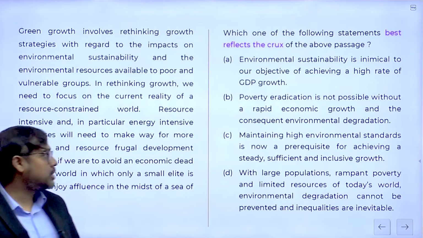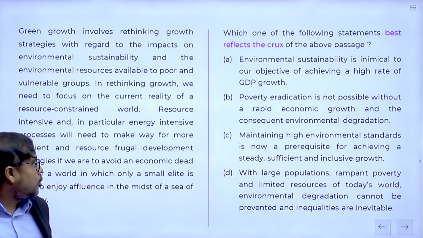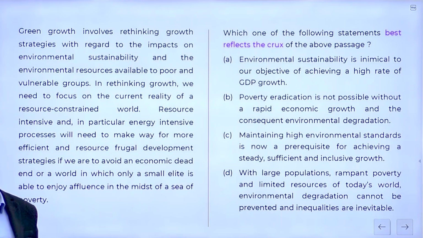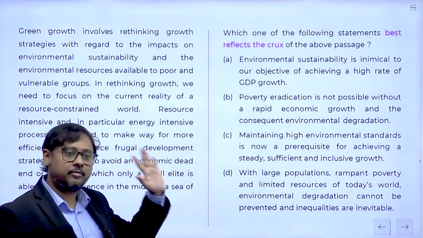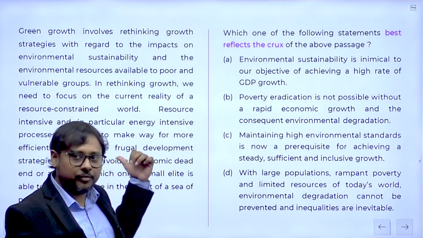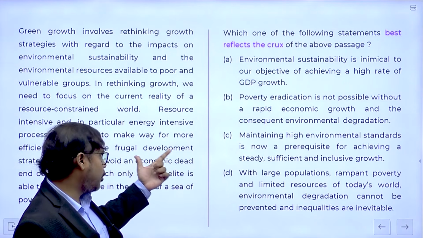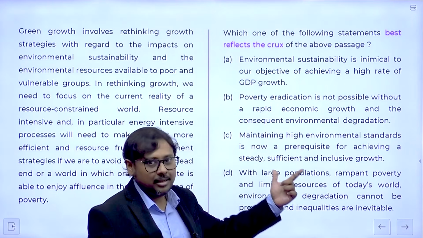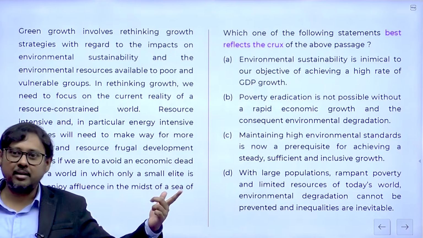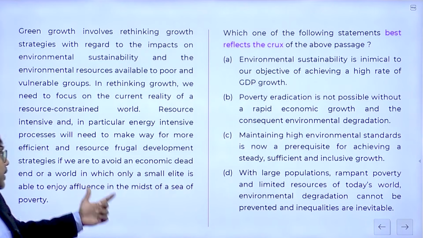Poverty eradication is not possible without a rapid economic growth and the consequent environmental degradation. Finality. It's extreme finality. We'll keep this in mind. But commonsensically also this is not right, because how can it be so, right?